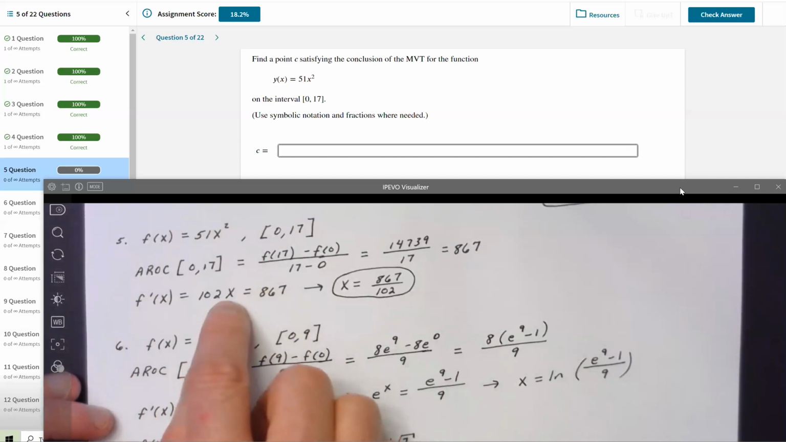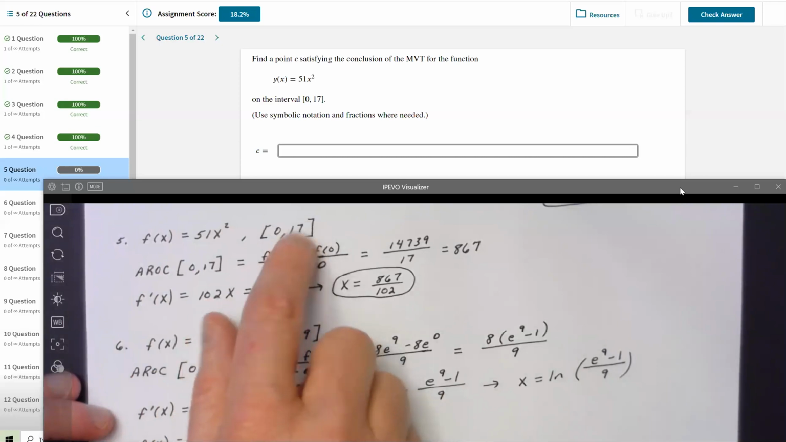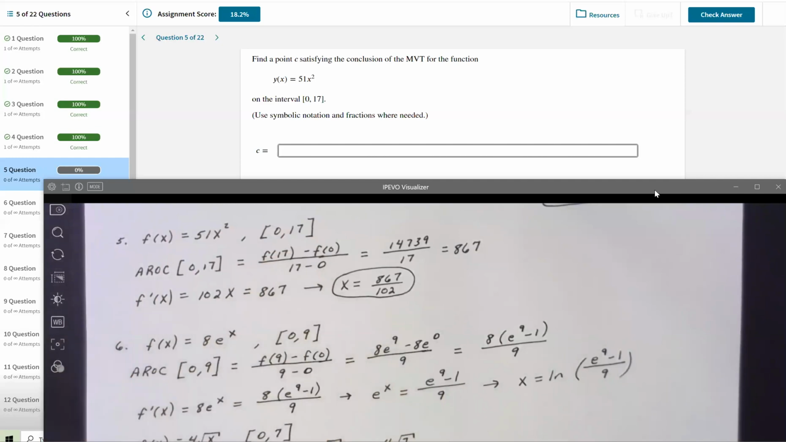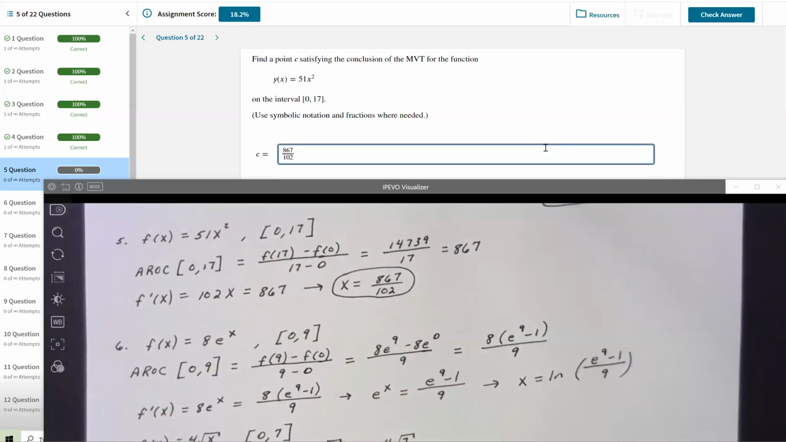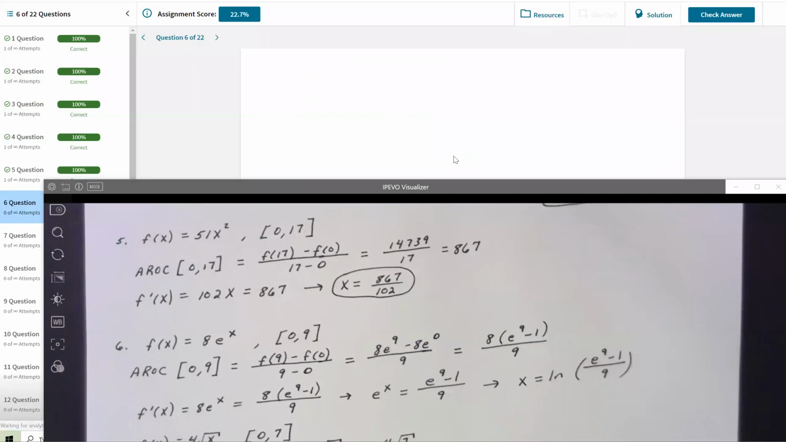And so clearly you can just get x is equal to 867 over 102. And that would easily be within your range from 0 to 17. And it says use fractions when needed, so shouldn't be any problem here. I'll just say 867 divided by 102. Perfecto. We'll check that. And it's saying next question.